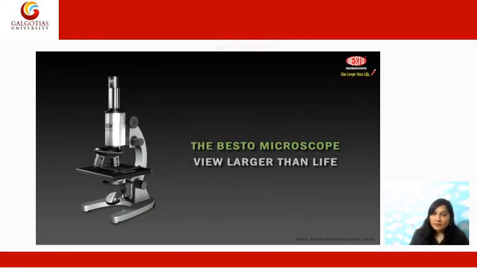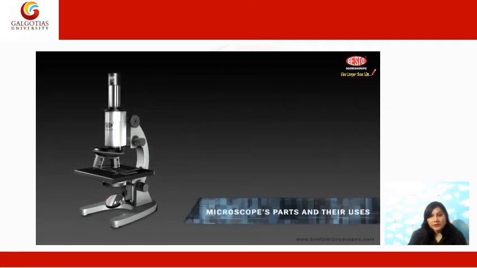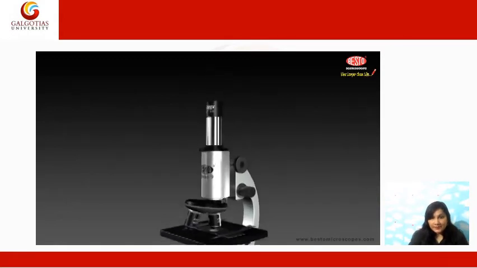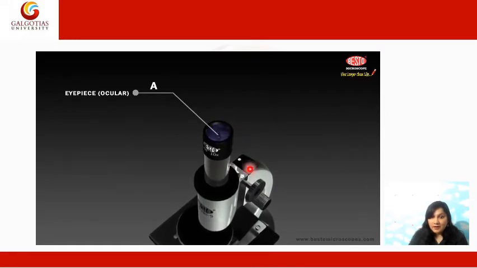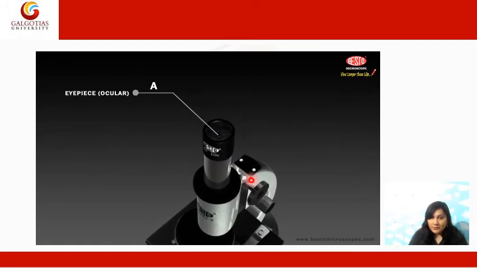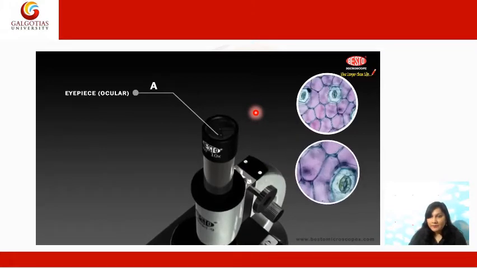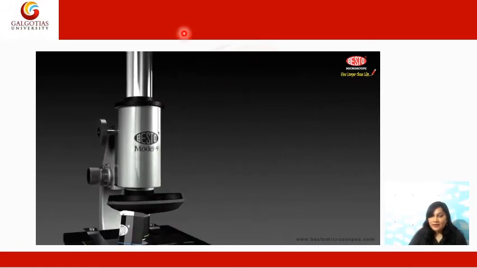So students, this is a small animation to show you the different parts of the compound microscope. This is the best microscope to view things larger, and here you can see the different parts of the microscope. This is the eyepiece or ocular. This is near to the observer's eye. You can see this is a lens mounted in an eye tube or optical tube. This A is the eyepiece or the ocular. Oculars may have different magnification power, and you can have a 5x to 10x magnification eyepiece mounted on the lens.